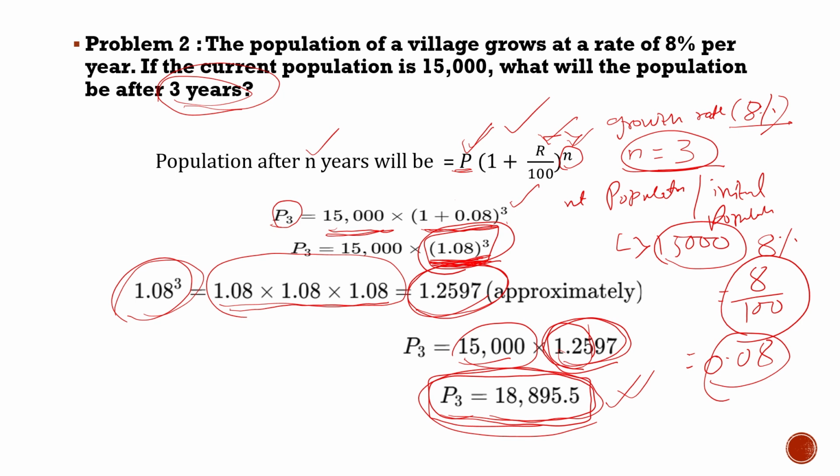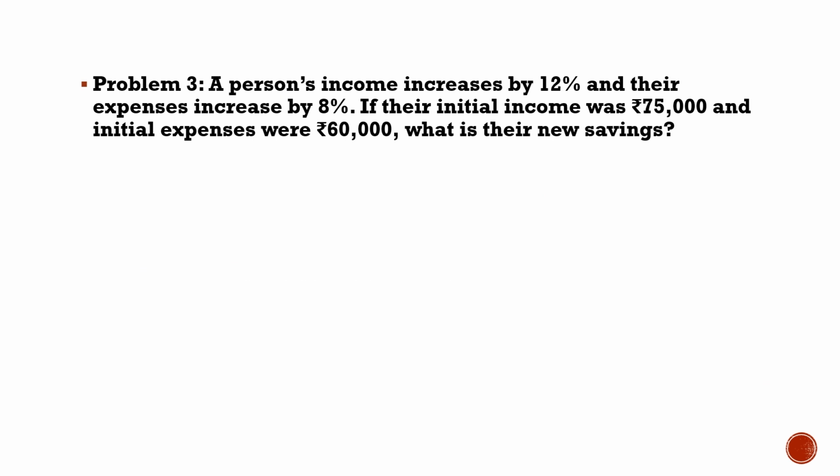Okay, let us move to the next problem of percentage. A person's income increases by 12% and their expenses increase by 8%. So there is both an increase in income as well as an increase in their expenses. If their initial income was 75,000 and initial expenses were 60,000, what are the new savings?